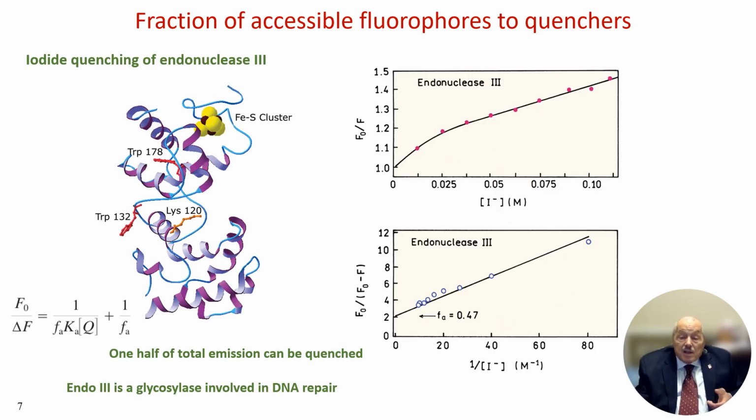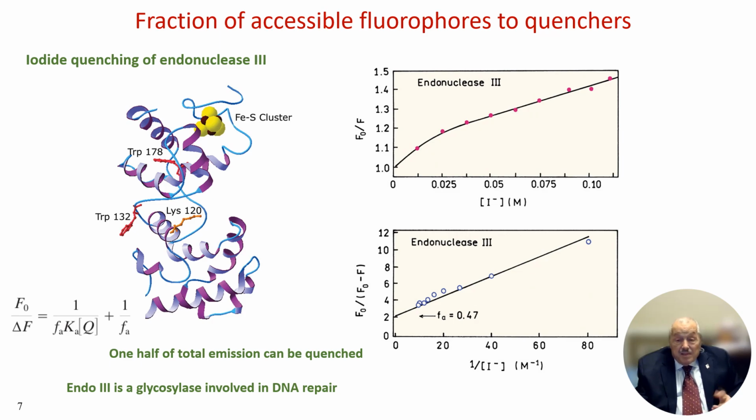Well, let's take just one example, endonuclease 3, which is a glycosylase that works for DNA repair. It has two tryptophan residues. If I can find them, there's one here at 132, and another one at 178. And we're going to once again do an iodide quenching experiment on this protein. We'll use this equation that we just described.